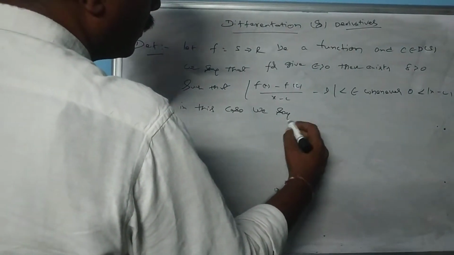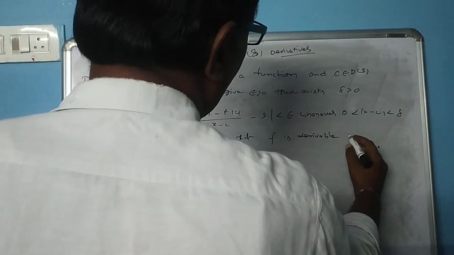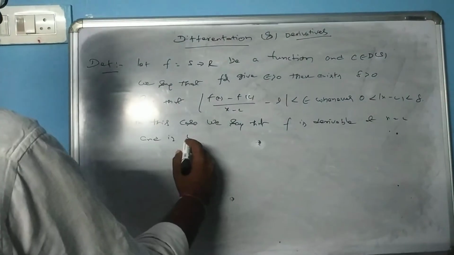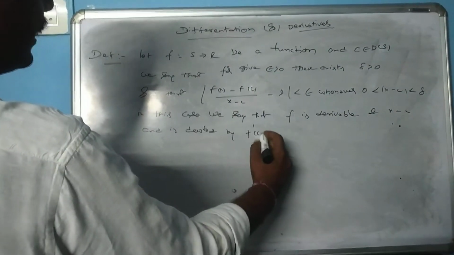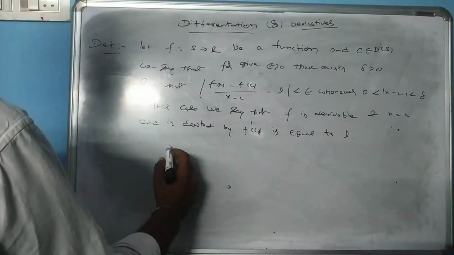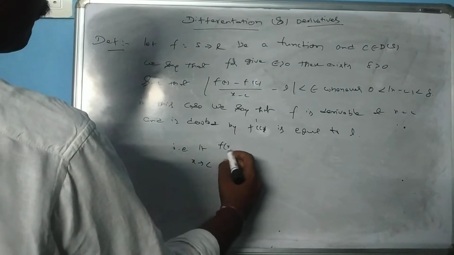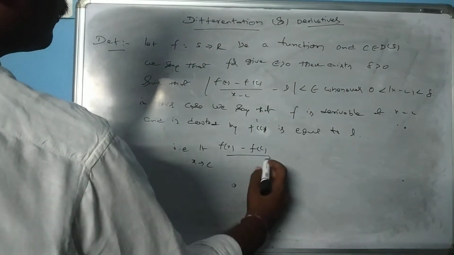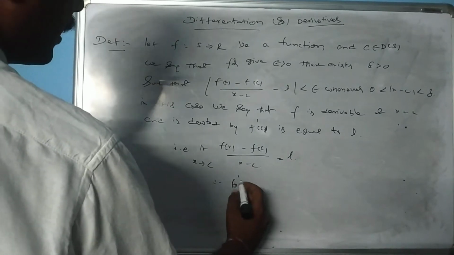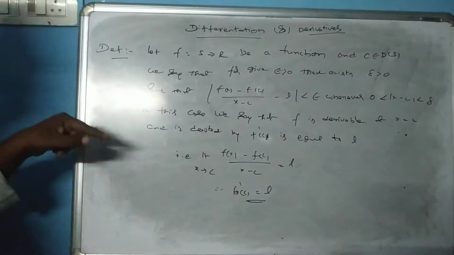In this case we say that f is derivable at x equal to c, and it is denoted by f dash c equal to L. That is, the limit as x tends to c of (f(x) minus f(c))/(x minus c) is equal to L. That means f dash c is equal to L. Friends, let us see and observe.